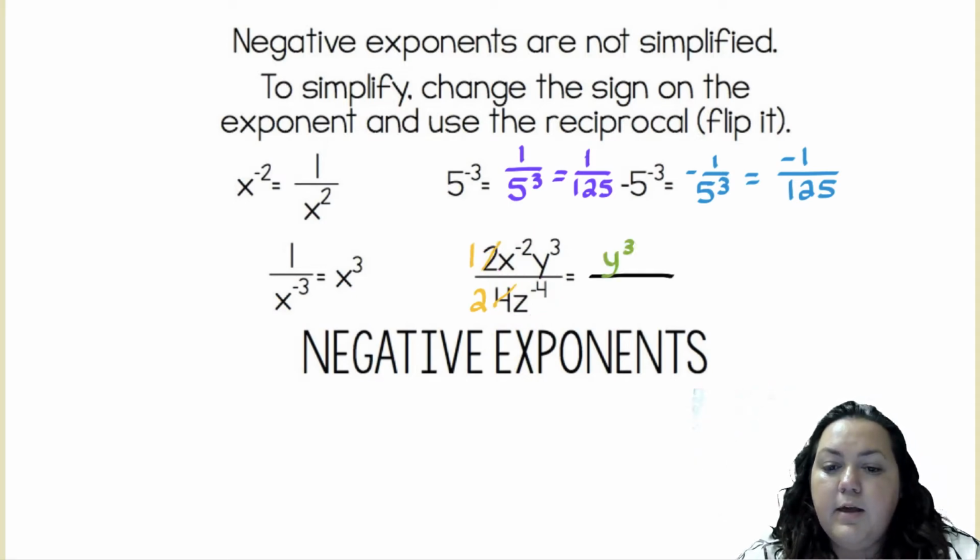So I'm going to be left with 1 on the top. I don't need to put the 1. Y to the 3rd power. And then 2 in the denominator. X is going to get moved down, so it's going to be x squared. And then the z to the negative 4 power is going to get moved up, so it's going to be with the y. So it's going to be y to the 3rd, z to the 4th, over 2x squared.